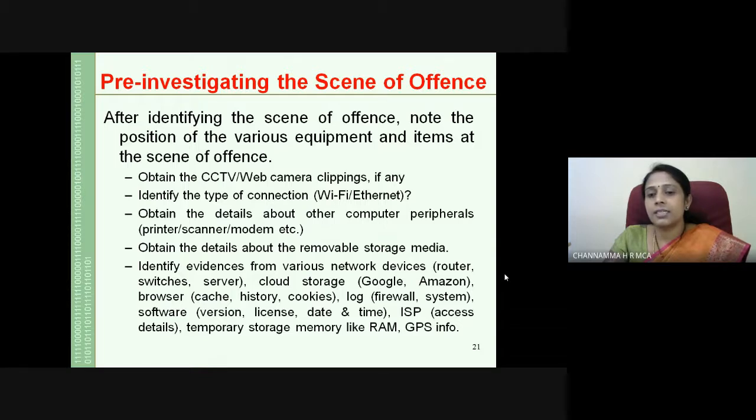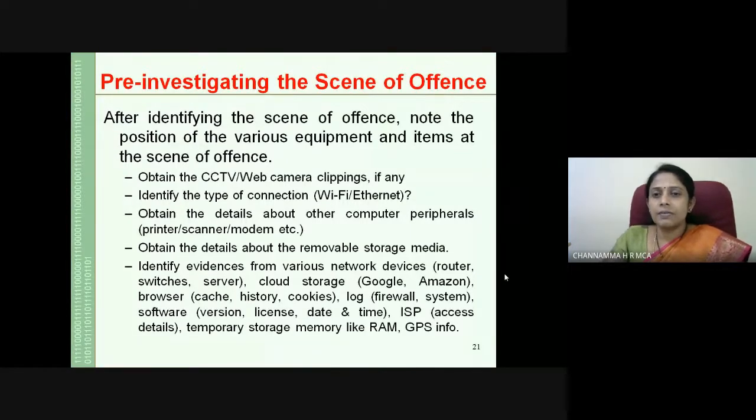And the ISP, that is the internet service provider. As soon as a digital crime happens and a complaint is lodged, they have to immediately contact the ISPs and get the access details. Otherwise, if they delay, we may lose the information or the digital evidence. There is also temporary storage memory like RAM, and GPS information. Like this, the digital evidence sources are many.